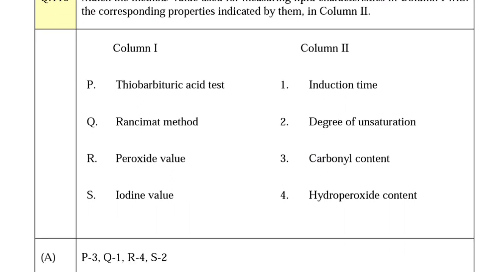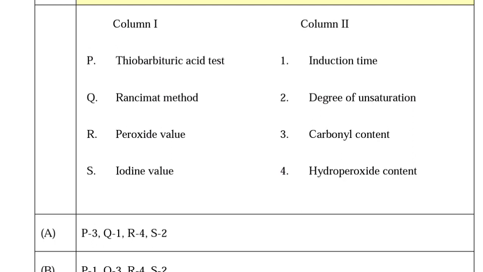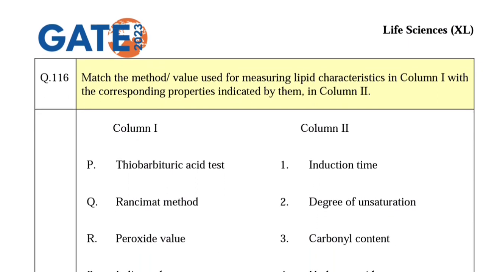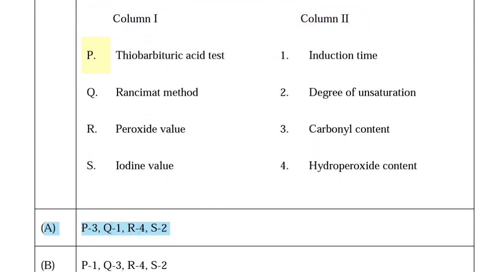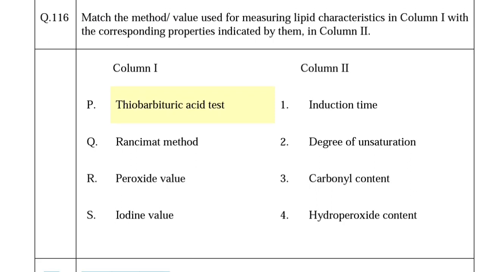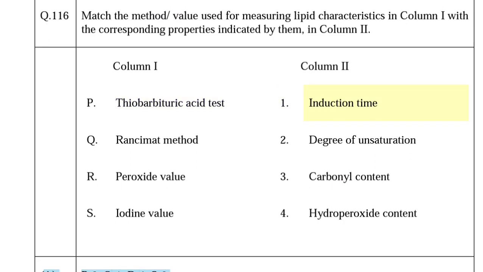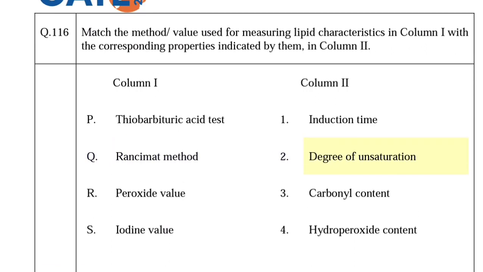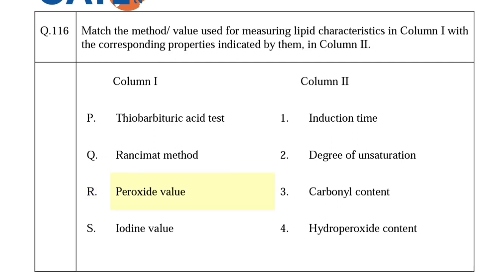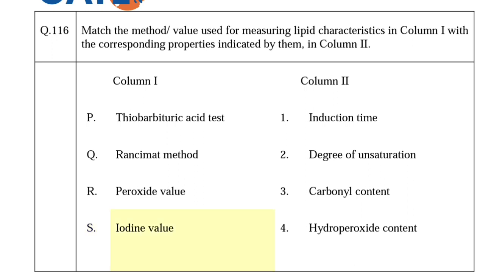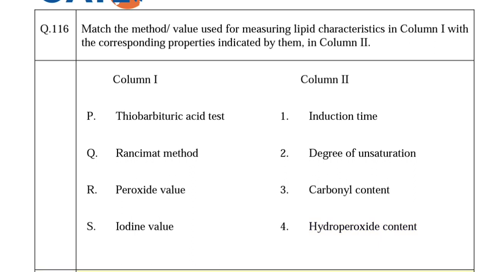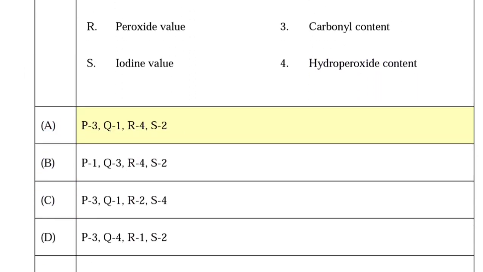Q.116. Match the method or value used for measuring lipid characteristics in column I with the corresponding properties indicated by them in column 2. Column I: P. Thiobarbituric acid test, Q. Rancimat method, R. Peroxide value, S. Iodine value. Column 2: 1. Induction time, 2. Degree of unsaturation, 3. Carbonyl content, 4. Hydroperoxide content. A. P-3, Q-1, R-4, S-2.